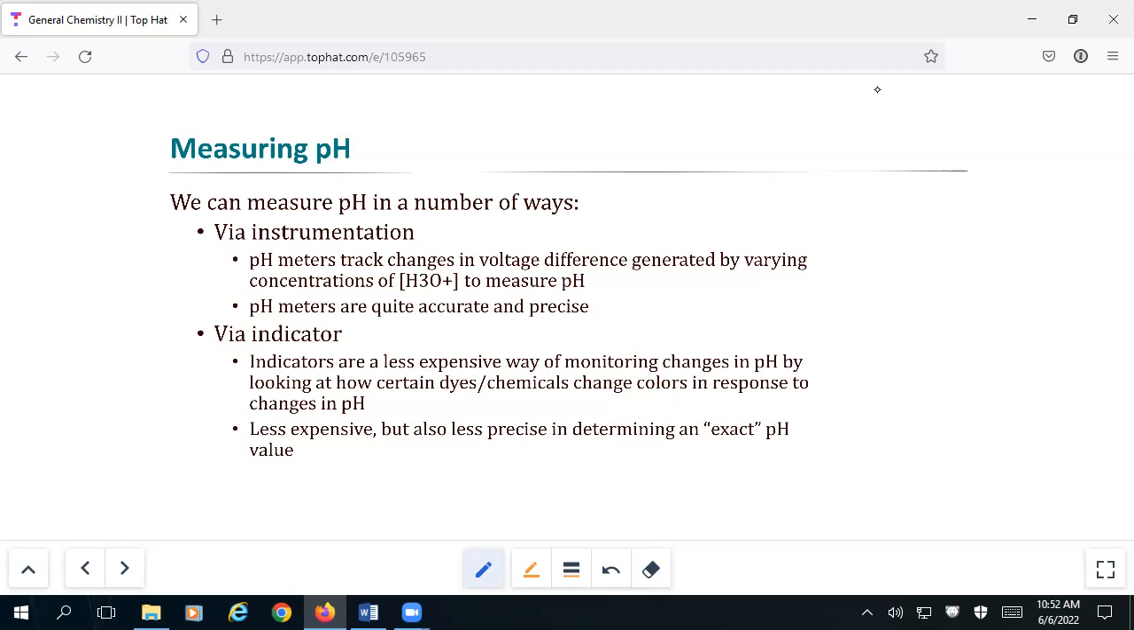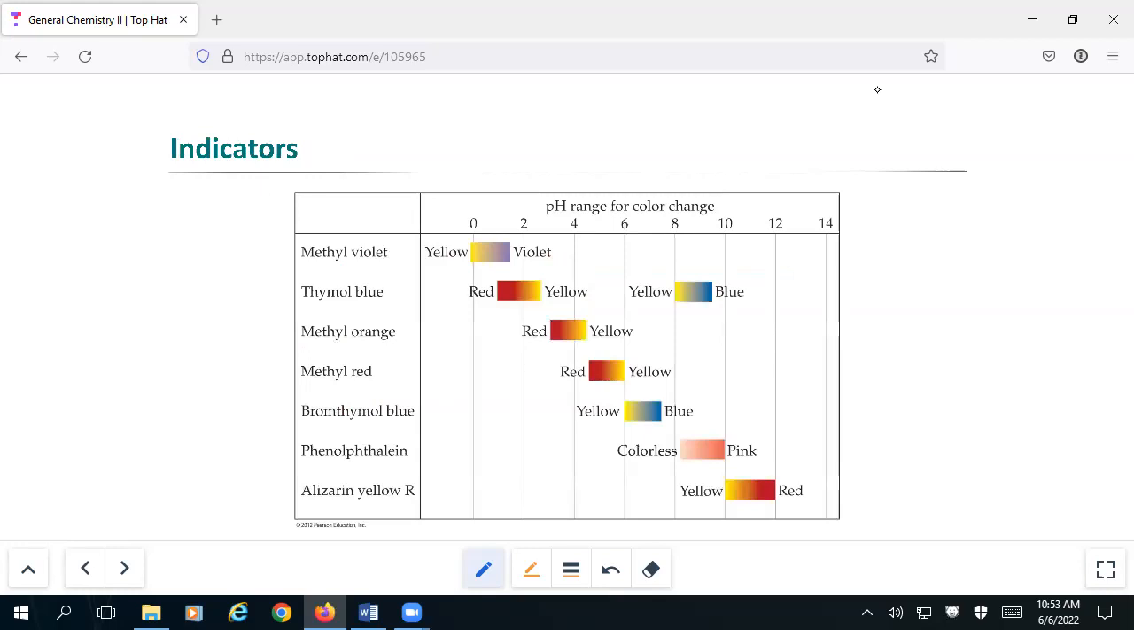But that can be the downfall of indicators as well. For those times where we need an exacting value of the pH, we really can't get it that way. And there are a lot of indicators that exist. Some of these indicators, again, we are familiar with, like phenolphthalein. We have seen it in action.